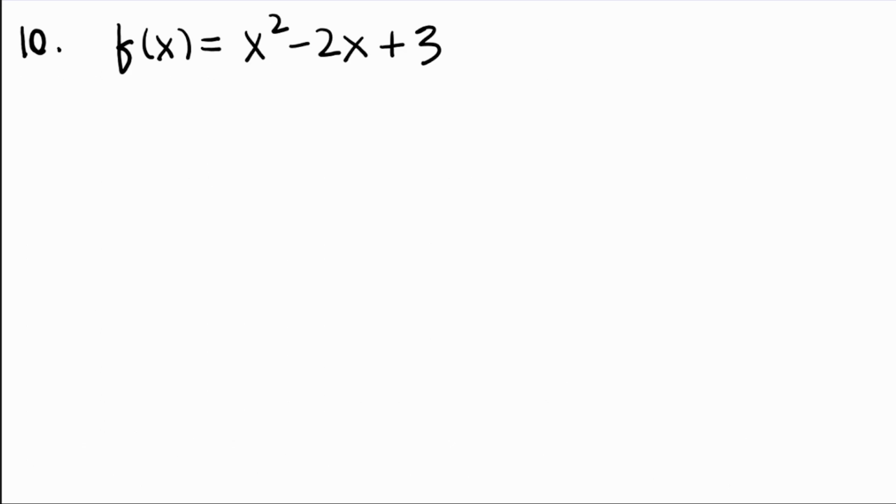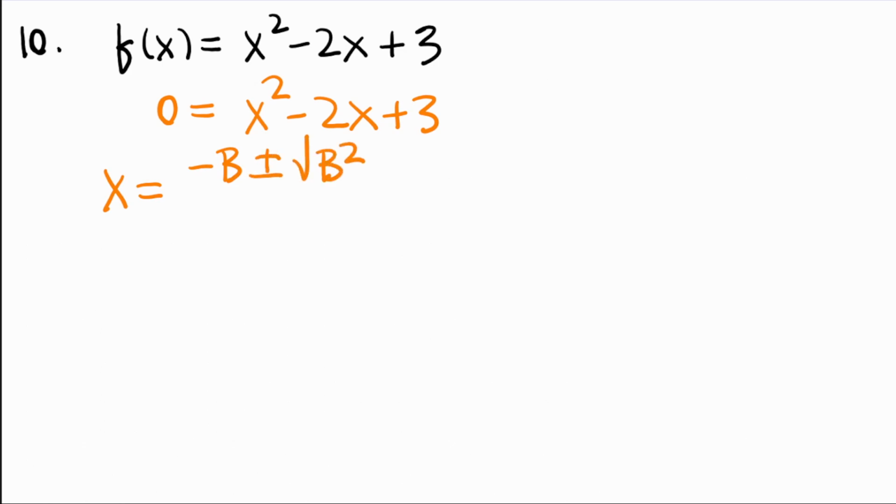Not factorable, but what I can do is use the quadratic formula, I guess. So it's a zero, so I set this thing equal to 0. So x squared minus 2x plus 3. Okay, we've got a quadratic equation set to 0. We can use the quadratic formula. x equals negative b plus or minus the square root of b squared minus 4ac, all divided by 2a.